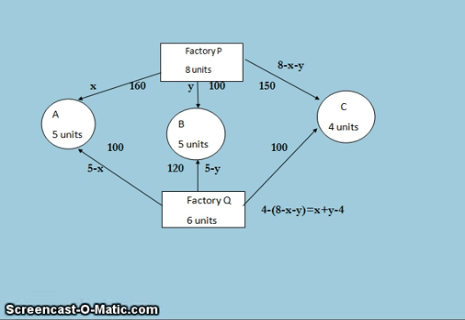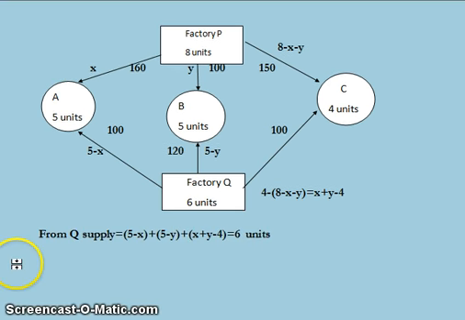Just as a cross check, we are going to check the quantity supplied from factory Q to depots A, B and C, which is the sum of 5 minus X, 5 minus Y and X plus Y minus 4, which is equal to 6 units, and is equal to the amount that is produced by factory Q.